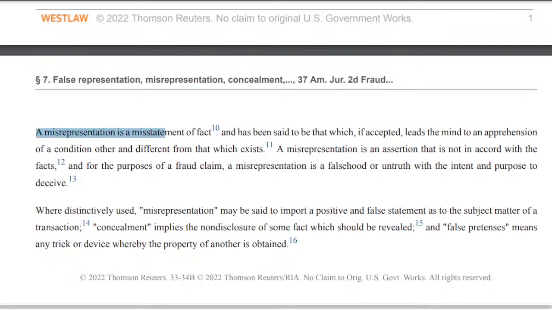A misrepresentation is a misstatement of fact, and has been said to be that which, if accepted, leads the mind to an apprehension of a condition different from that which exists. A misrepresentation is an assertion that is not in accord with the facts. And for the purposes of a fraud claim, a misrepresentation is a falsehood or untruth with the intent and purpose to deceive.